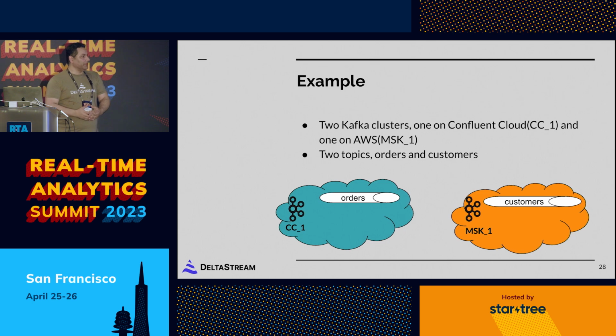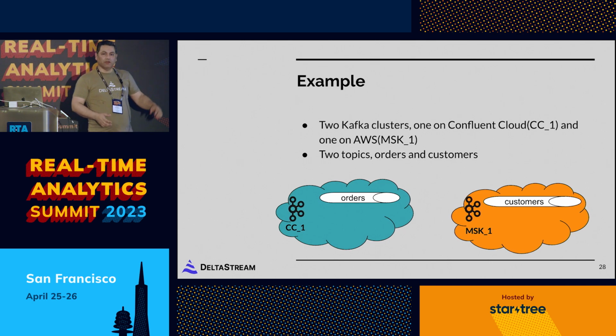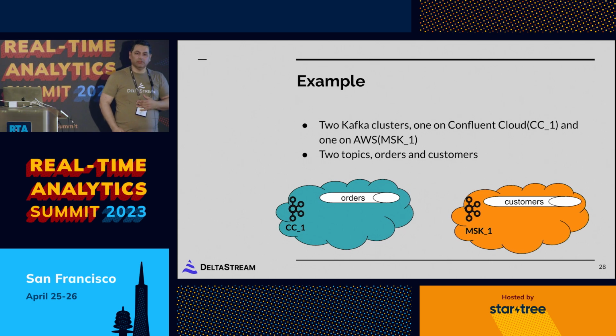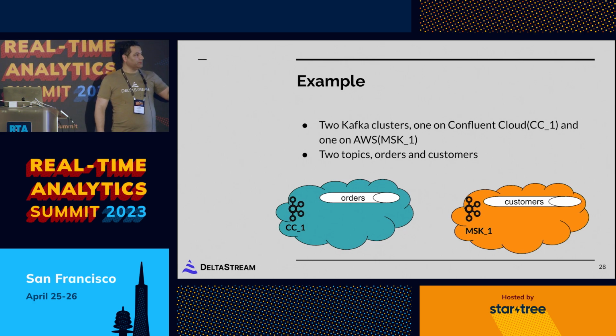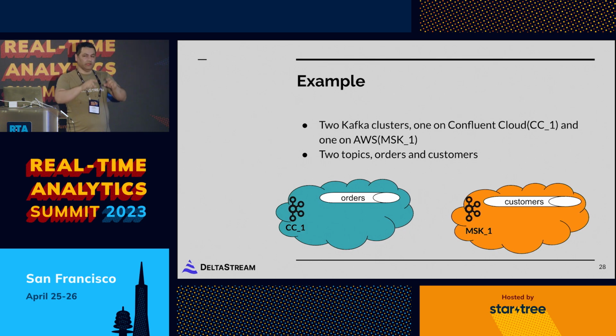So let's use an example. Let's say I have two Kafka clusters. One of them is in Confluent Cloud, and another one is in MSK in AWS. And I have two topics. There's the orders topic, and there's the customers topic, each of them in different clusters. And I have that relational model on top of these streaming storage services.